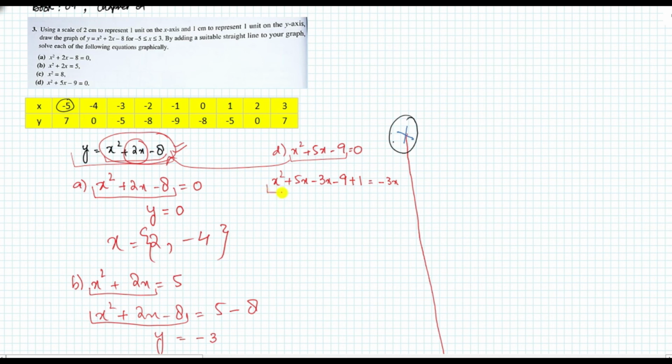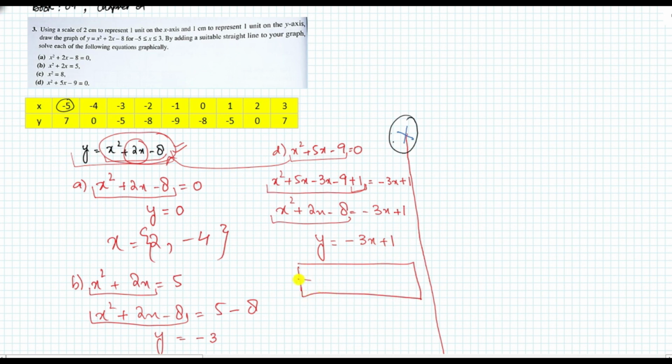Now let's see if we simplify the left hand side. It's x square plus 2x minus 8. And if we added plus 1 here, we will do the same operation on the right hand side also. So it's minus 3x plus 1. Now this left hand side is equal to y. So y is equal to minus 3x plus 1. Similarly, we will take 2 x values from this table and substitute to find the values of y.